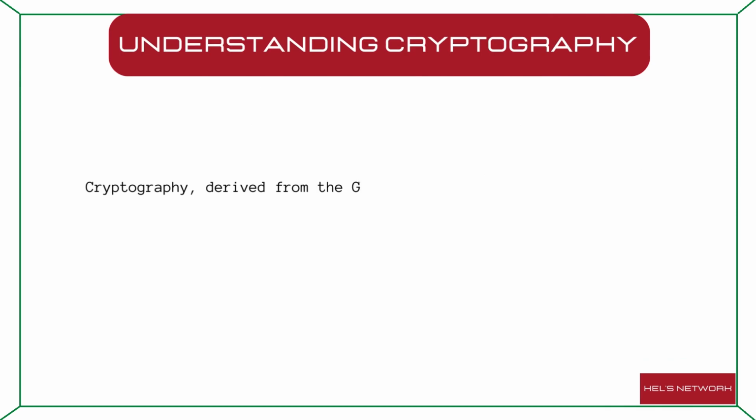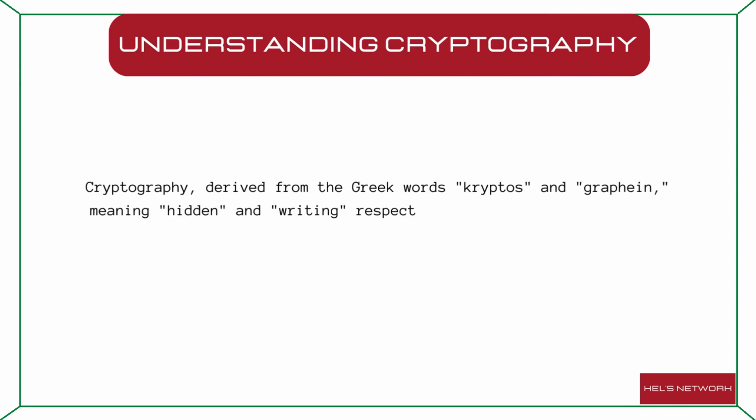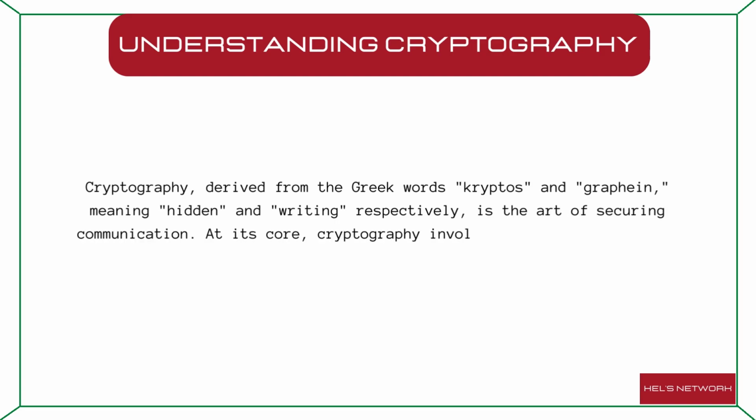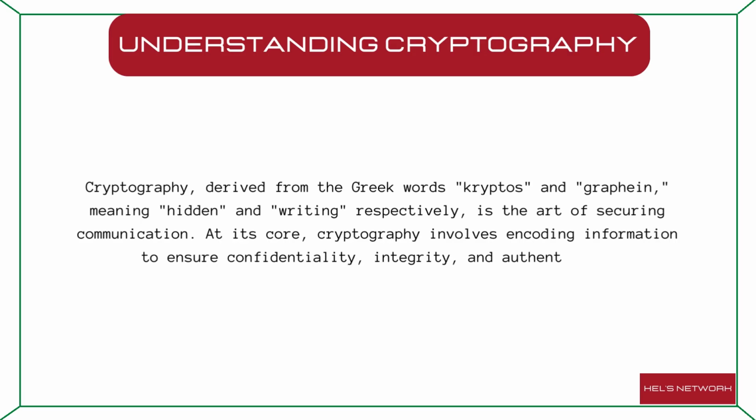Cryptography, derived from the Greek words kryptos and graphein, meaning hidden and writing, respectively, is the art of securing communication. At its core, cryptography involves encoding information to ensure confidentiality, integrity, and authenticity.